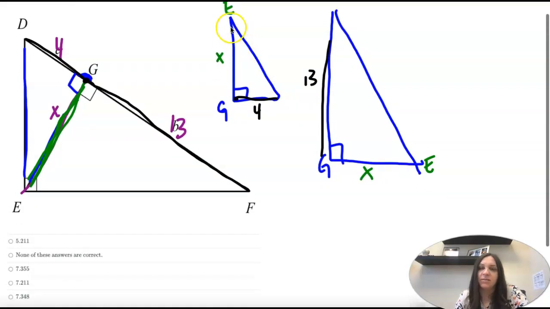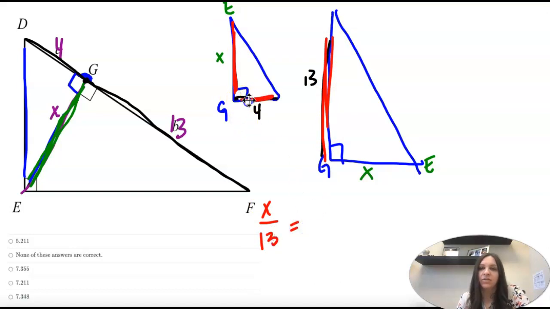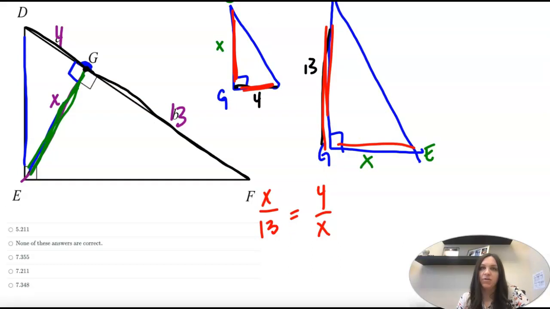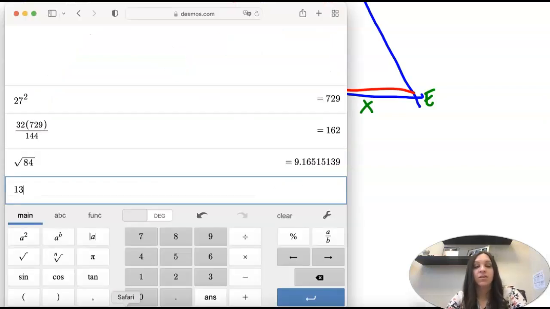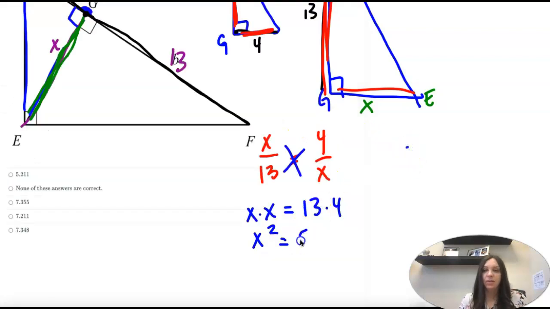So let's do the same thing. X goes to 13 as 4 goes to X. So we set up our ratios. Now we're going to cross multiply. So I have X times X equals 13 times 4. X times X is X squared. 13 times 4 is 52.